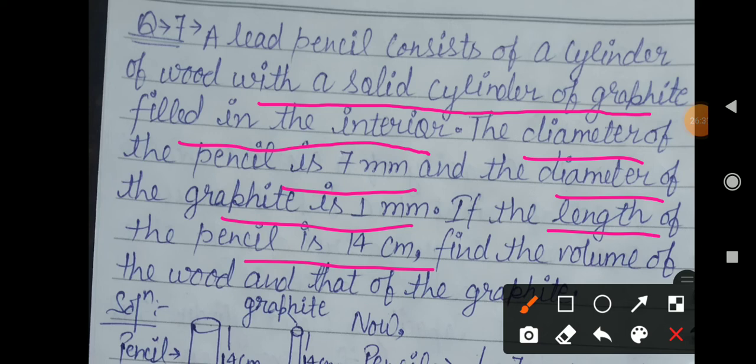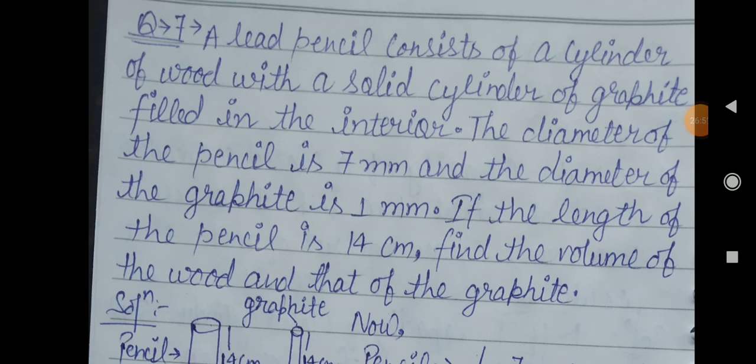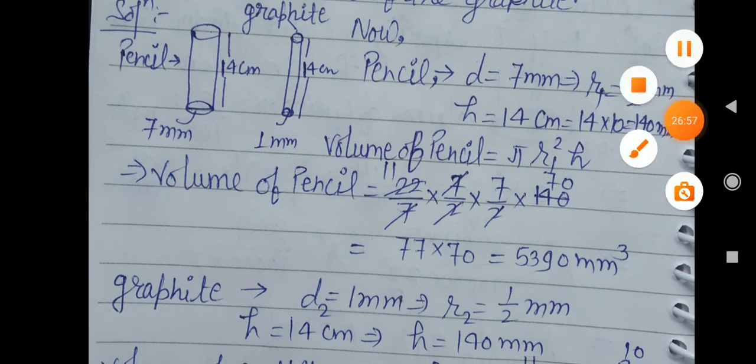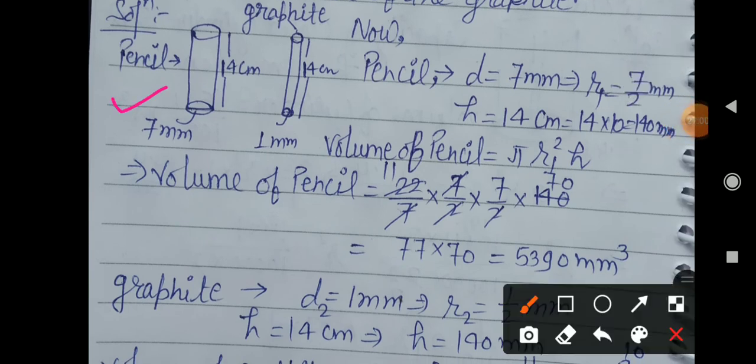So here you have to find first of all the volume of a pencil, and then you have to find the volume of a graphite, and then when you have to find the volume of a wood, you have to subtract the volume of a graphite from the volume of a pencil. Do you understand? And then you get your answer, so we have to use this concept here. Okay, here this is your pencil, and pencil has the diameter 7 millimeter and the height is 14, and in the graphite, this is your graphite, the diameter is 1 millimeter and the height is 14 centimeter.